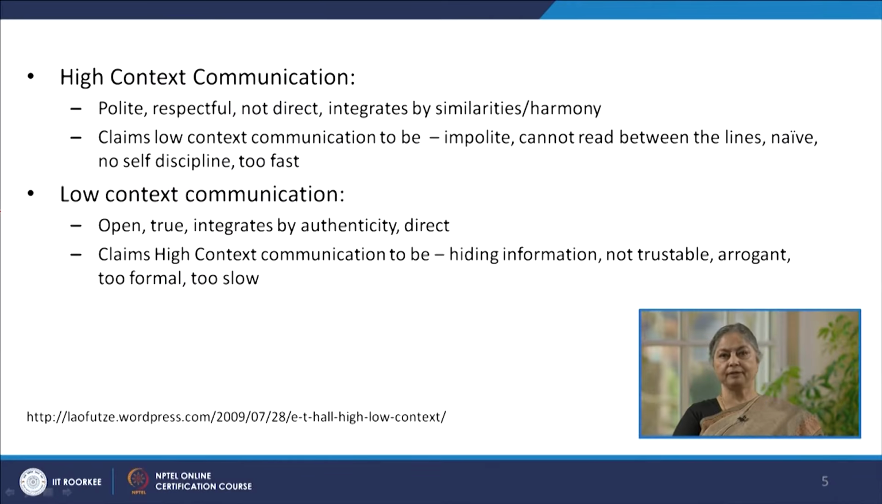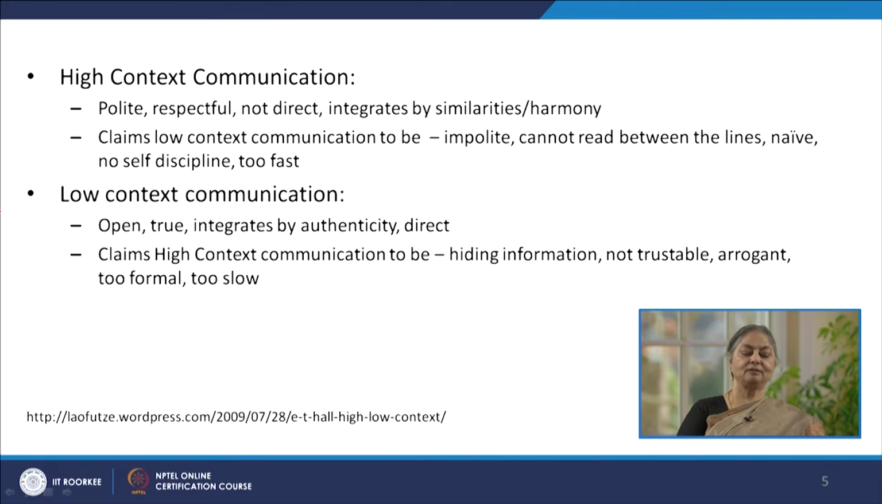To continue this argument further, we can say that a high context communication is normally polite and respectful. It maintains certain proxemic distance, but at the same time it is never direct, and therefore it integrates by similarity and harmony, etc. It is also critical of the low context communication because it believes that it is impolite and it does not have the ability to read between the lines, and therefore it is rather naive or maybe too fast.